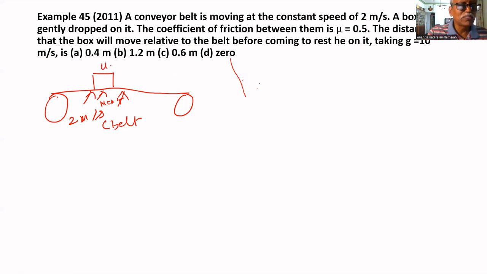Because u equal to 0, the initial velocity, but the belt is moving, that's why the box will not be at rest. Initially it moves, then comes to rest. The distance the box will move relative to the belt before coming to rest is asked. This box will move in this direction for some time, then it comes to rest. Now let us solve this sum.